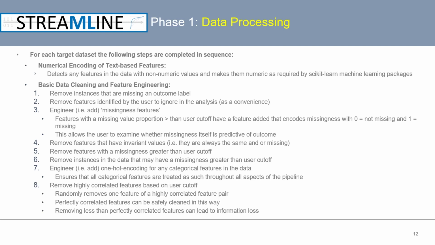Step 8, STREAMLINE will remove highly correlated features from the data, again based on a user-defined cutoff. Specifically, one feature of a highly correlated pair will be randomly removed. Of note, only perfectly correlated features can be safely removed based on correlation. Removing features that are less than perfectly correlated has the potential to lead to information loss.